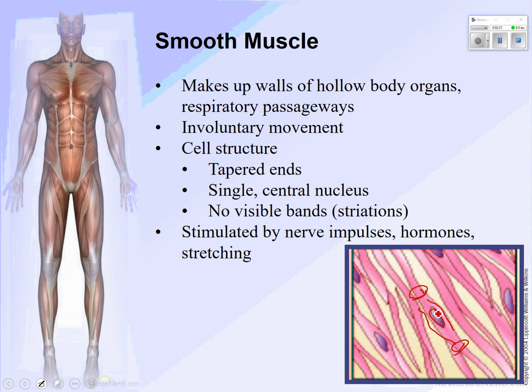It is stimulated by nerve impulses, and those nerve impulses are regulated by your autonomic nervous system, which is your ANS. It is also stimulated by hormones, and it's also stimulated by stretching.